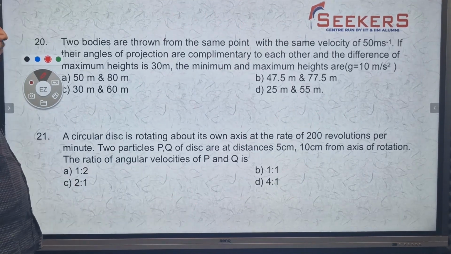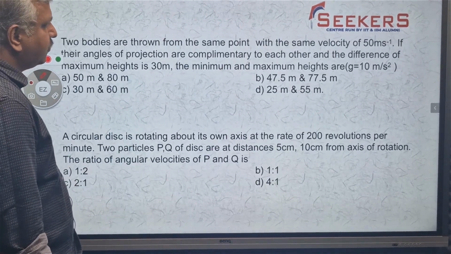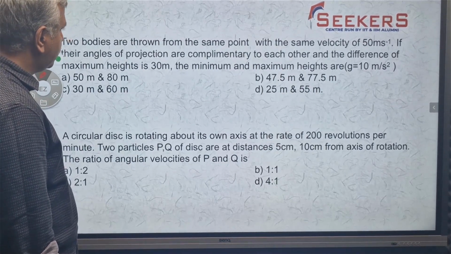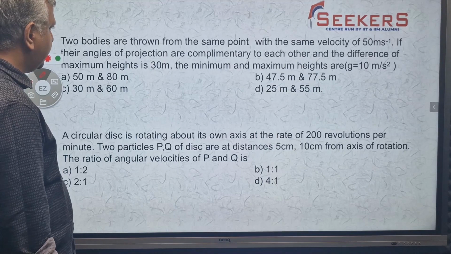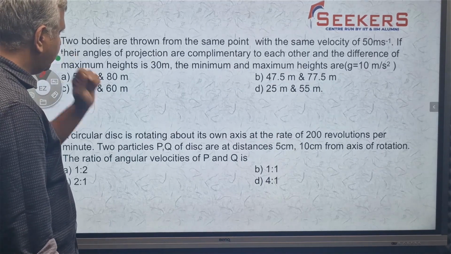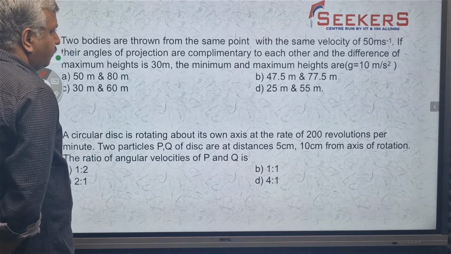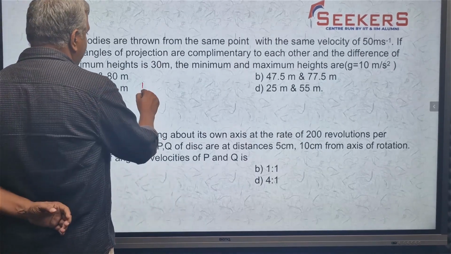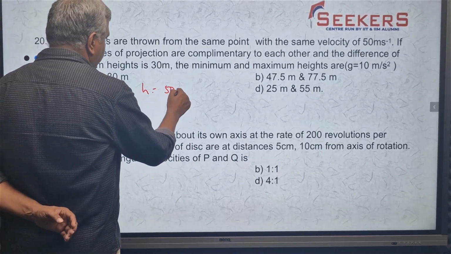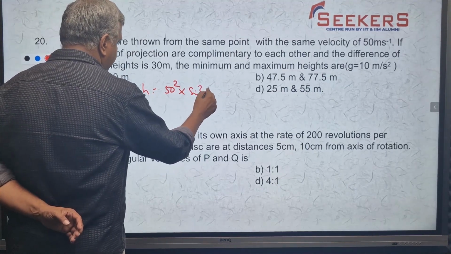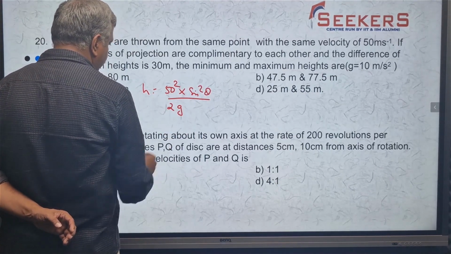Two bodies are thrown from the same point with the same velocity of 50 meters per second. If their angles of projection are complementary to each other and the difference of maximum heights is 30, find the minimum and maximum heights. Okay, they are thrown with a velocity of 50 meters per second. So height is equal to what? u squared sine squared theta by 2g. This is the thing.